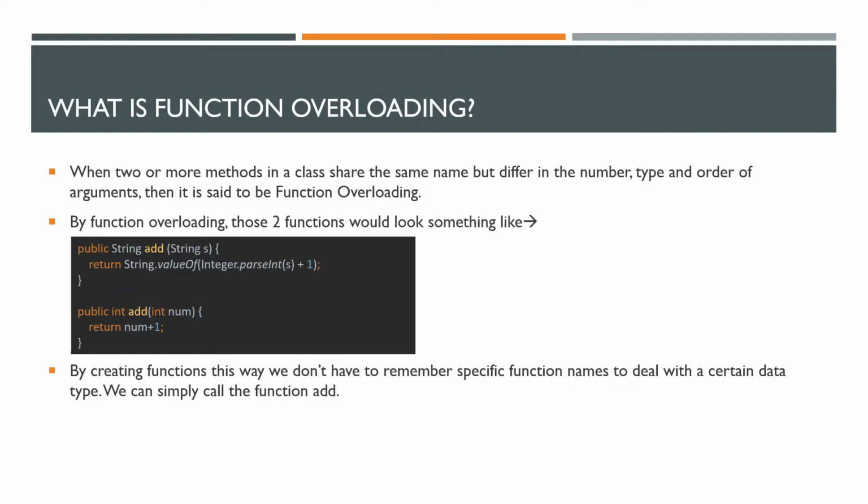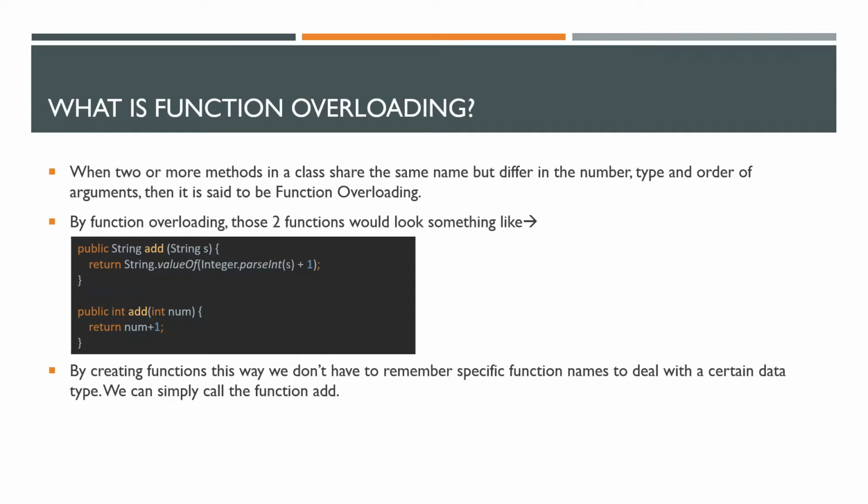Function overloading is basically when two or more methods or functions in one class share the same name. Like in the example given below, the two functions share the name add, but they have a different number, type, or order of arguments. Then these two functions are said to be overloaded, and this concept is known as function overloading.